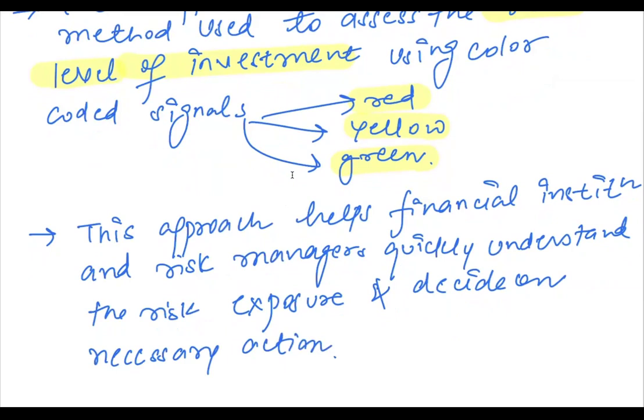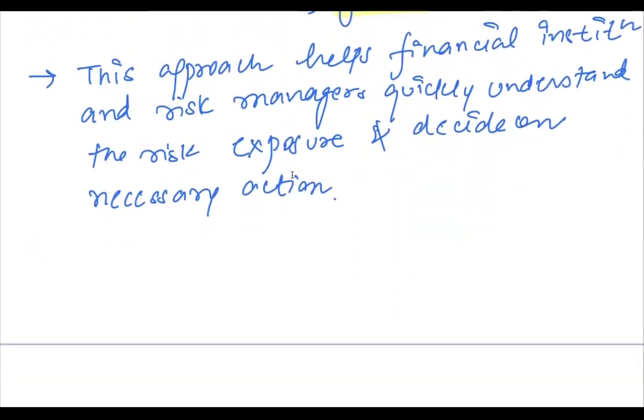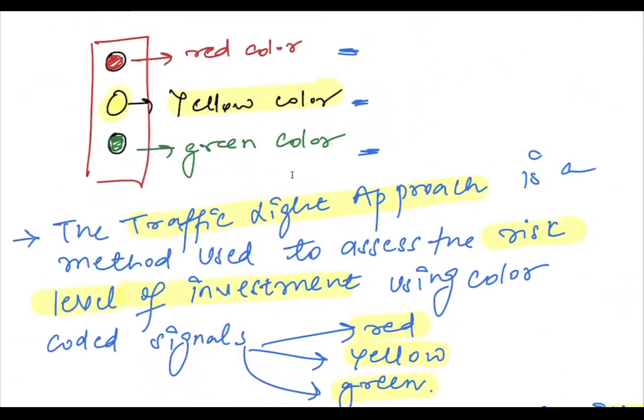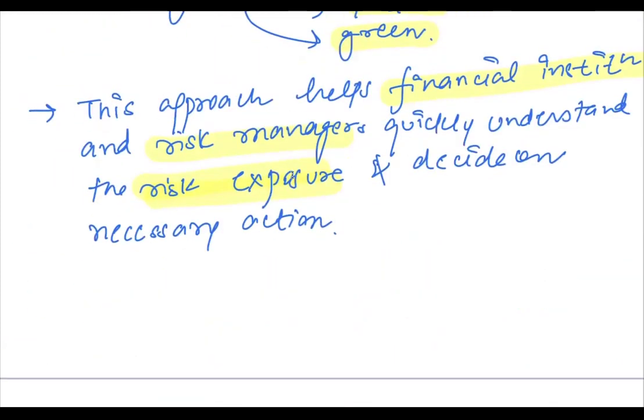From an industry standpoint, the traffic light approach is very important for understanding how we can backtest our value at risk models. This approach helps financial institutions and risk managers understand the risk exposure. Based on these colors, red, yellow, green, they can understand the level of risk. Is it low risk, moderate risk, or high risk? And once they understand the risk level, they take necessary actions to mitigate those risks.